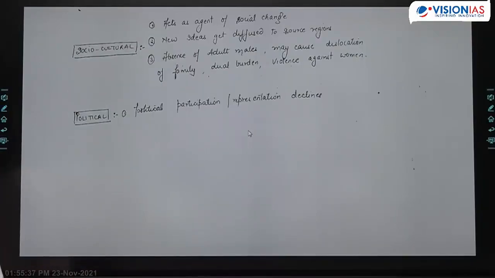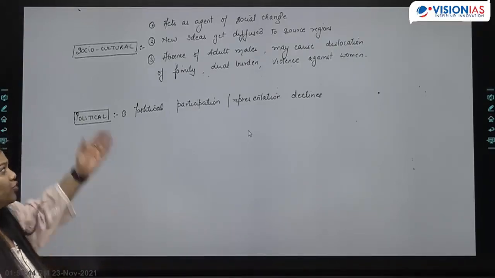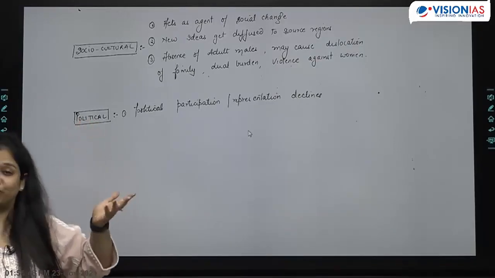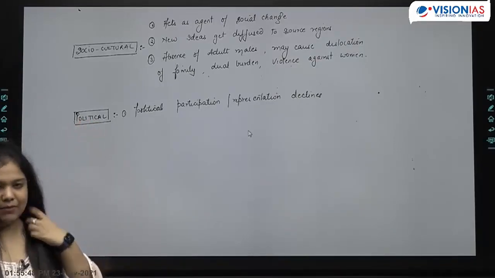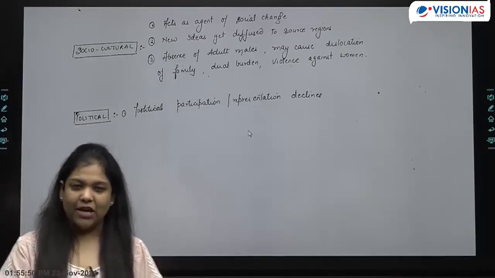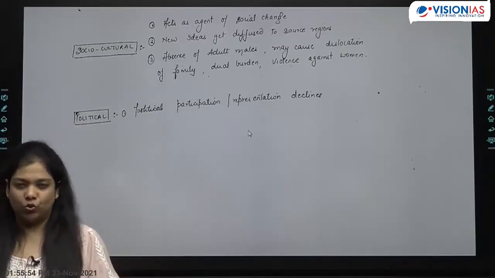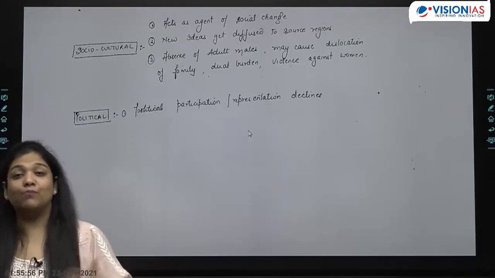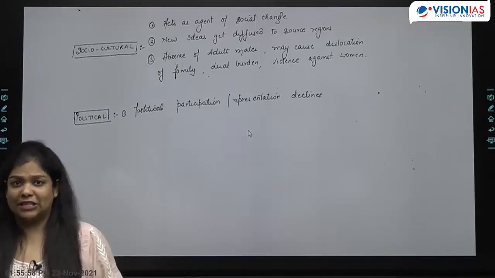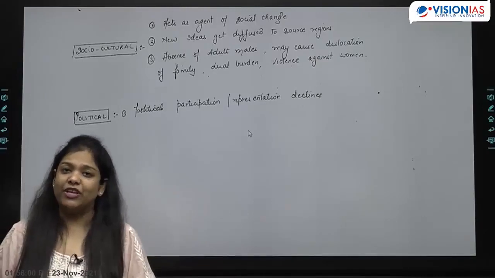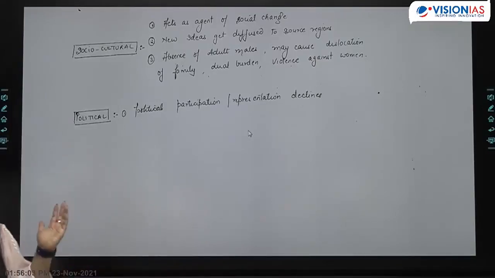Then migration acts as an agency of social change. So basically through migration, new ideas are diffused in the source region. That's a positive thing, right? However, at the same time, if the adult male is absent from the family for a very long period of time, it might lead to dislocations of the family. It might lead to increased incidences of violence against women. It might lead to increased dual burden, right? So all of that can be written.